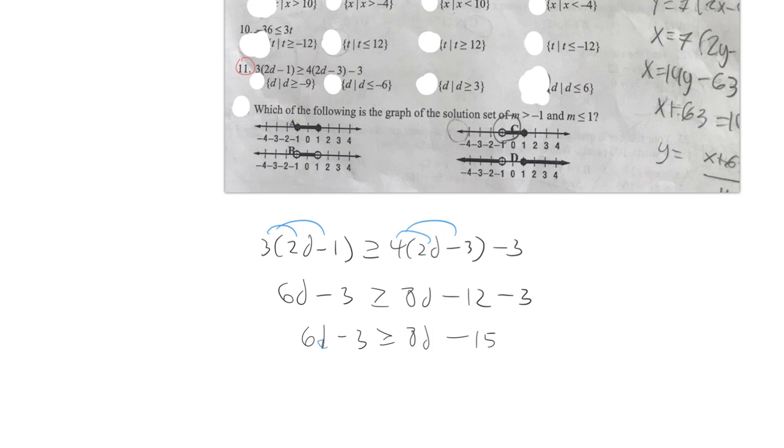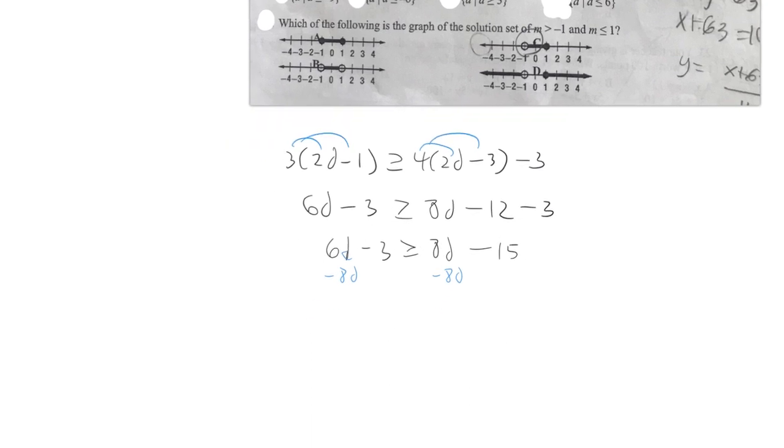So we could choose to have all the d's on the left. So we're going to subtract 8d from both sides. That would cancel. Then we would have negative 2d minus 3 is greater than or equal to negative 15. We can then add 3 to both sides. That would cancel. Then we have negative 2d is greater than or equal to negative 12.